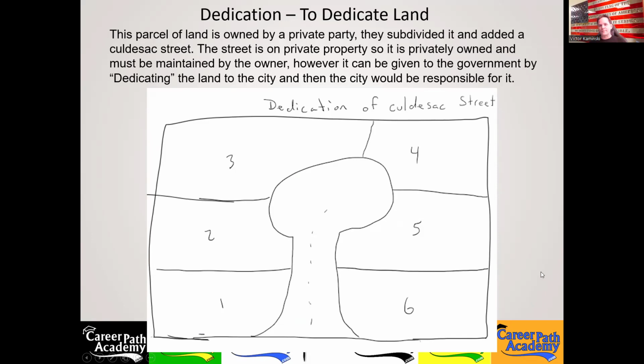Yeah, you dedicate it. It's a headache. Why do you need it? You made your money, you sold all the lots, you don't need to own a street. You got to name it. You can name it after yourself or a family member, whatever. You named it, and then you sold off all them lots, you dedicate this street. You don't need the headache of maintaining it.